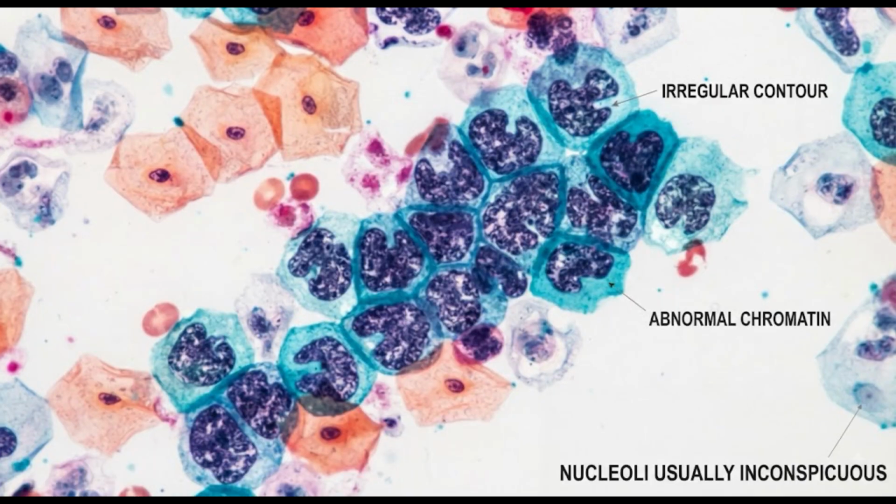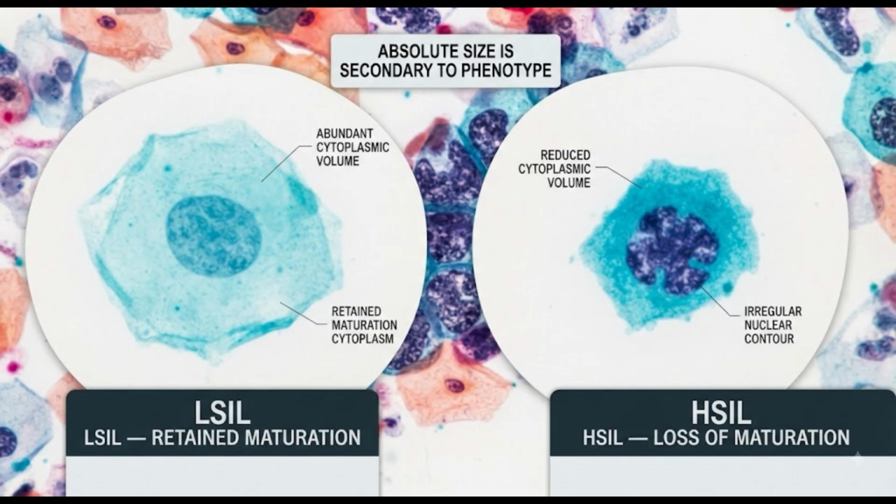The nuclei provide the most important diagnostic abnormalities. They are typically hyperchromatic with irregular nuclear contours, which may show indentations or grooves. Chromatin may be fine or coarsely granular but is abnormally distributed. Nucleoli are generally absent or inconspicuous in classic HSIL, although their presence does not absolutely exclude the diagnosis. Absolute nuclear size is less useful than the relationship between nuclear size, cytoplasmic volume, maturation, nuclear contour, and chromatin. HSIL cells may actually be smaller than LSIL cells because progressive loss of maturation reduces cytoplasmic volume.